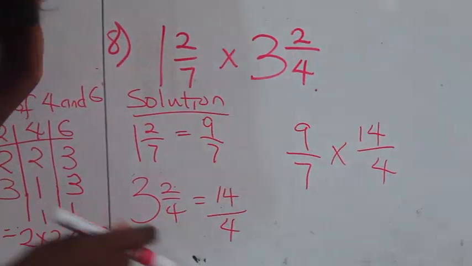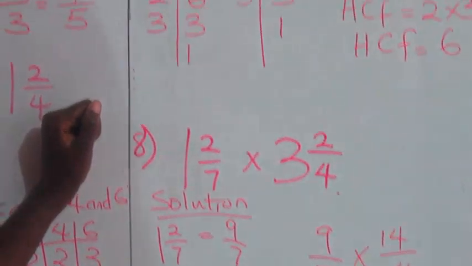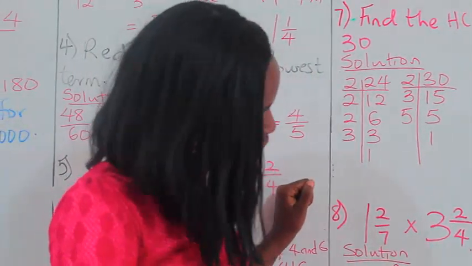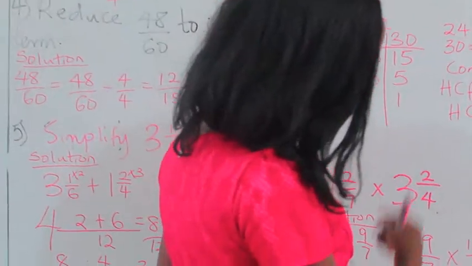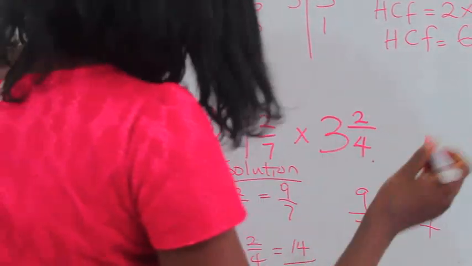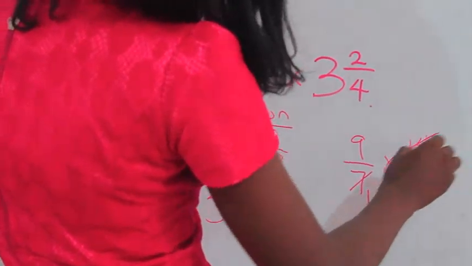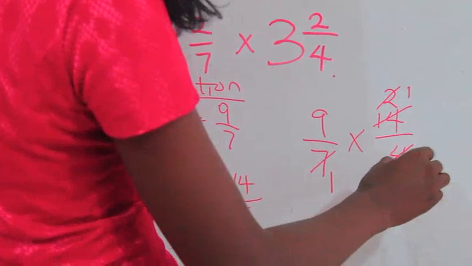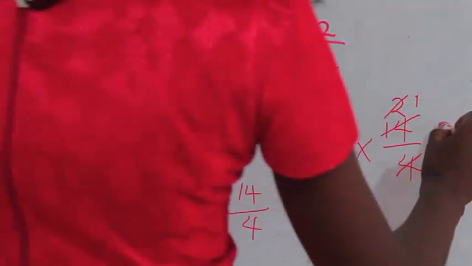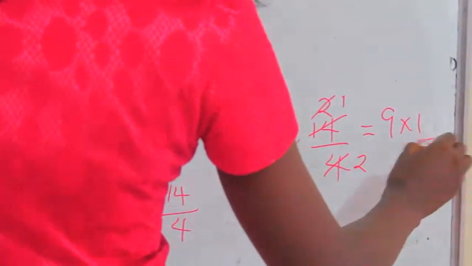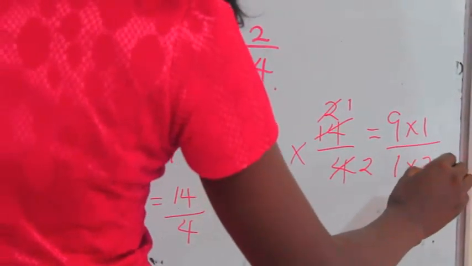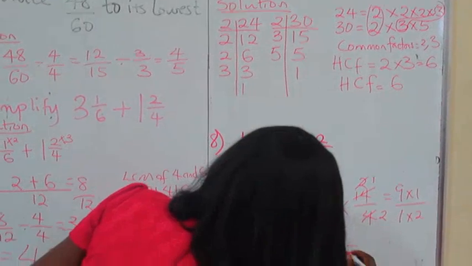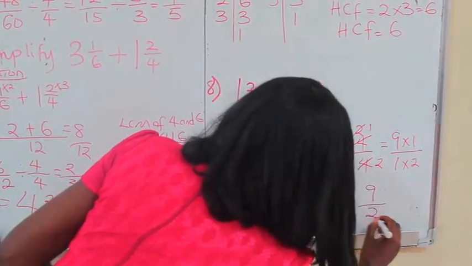What we'll do next is to look at the fractions properly and look for the ones that can divide each other. If you look carefully, you discover that 14 can be divided by 7. So we'll be reducing that to its lowest term. 7 divided by 7 is 1. 14 divided by 7 is 2. And 2 divided by 2 is 1. 4 divided by 2 is 2. So we are left with 9 times 1 over 1 times 2. 9 times 1 is equal to 9, and 1 times 2 is equal to 2.